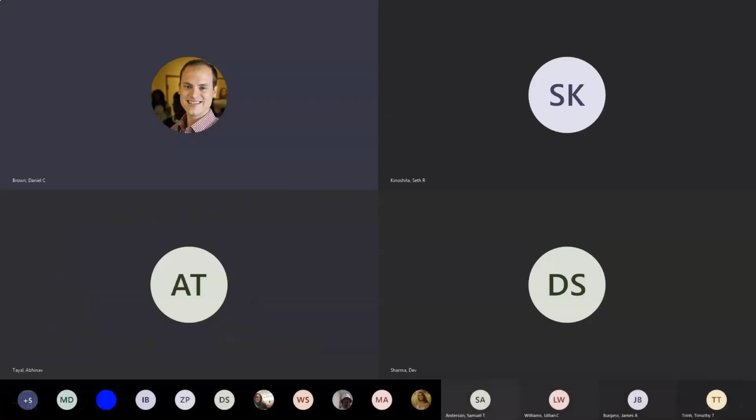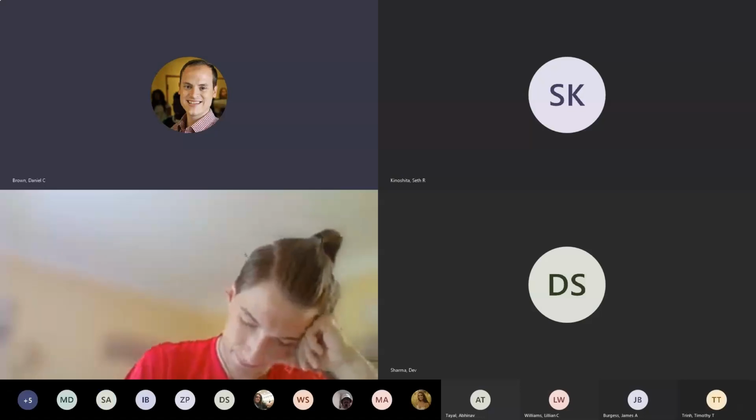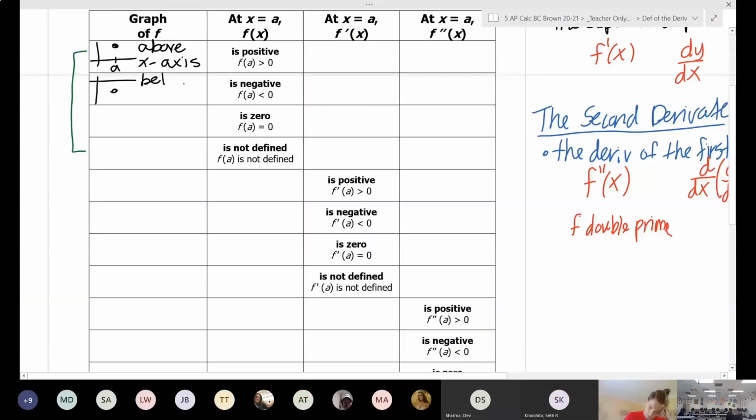Then we know that basically the y value is below the x-axis. If f of a is equal to 0, we know, because we've made this far math, that means we are on the x-axis. And if we say that f of a is not defined, then we basically just know that there is no closed dot at x is equal to a.